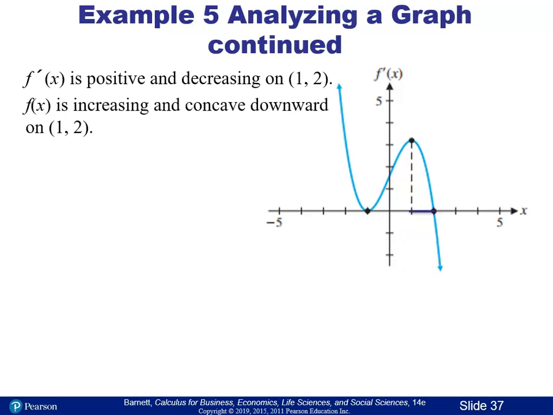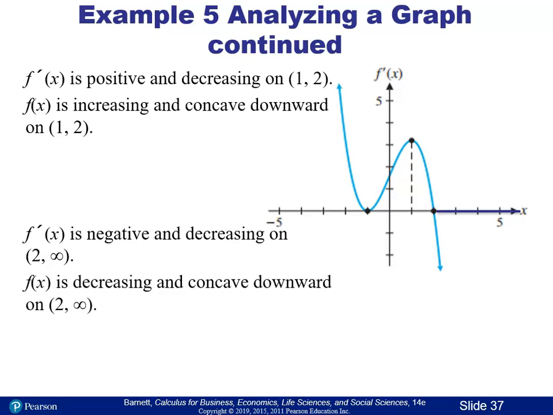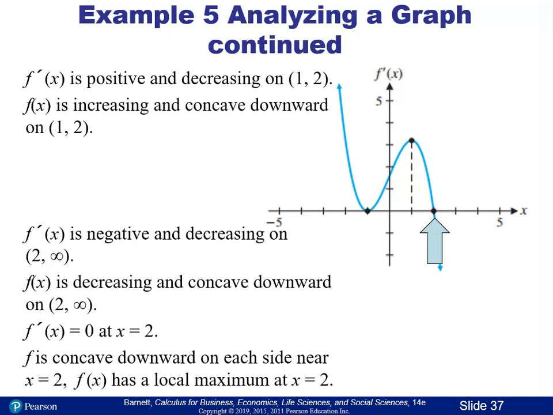And then if we move on to the next interval from 1 to 2, we said it's positive and decreasing, so that means the original function would be increasing and concave downward, which is what we had said. And then the last part, from 2 to infinity, the first derivative is negative and decreasing, so the original function would be decreasing and concave downward. So our original function actually has a local maximum at x equals 2.